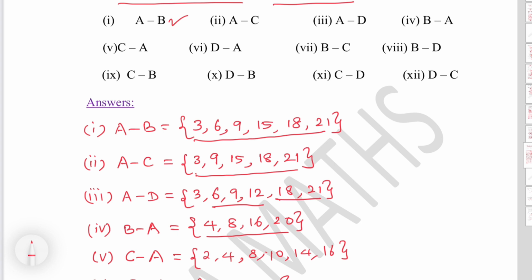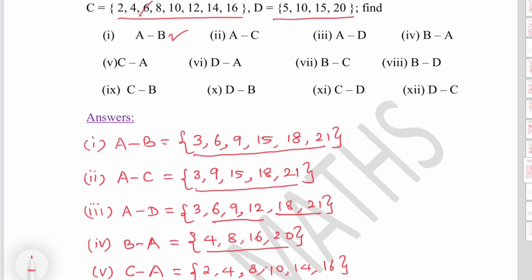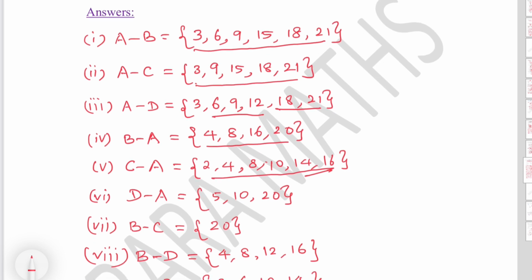And C minus A. So you have to subtract elements of A from C, write remaining elements. Of course 6 is in A, can cancel that. And 12 is in A, that's all. So remaining elements are 2, 4, 8, 10, 14 and 16. That is C minus A.